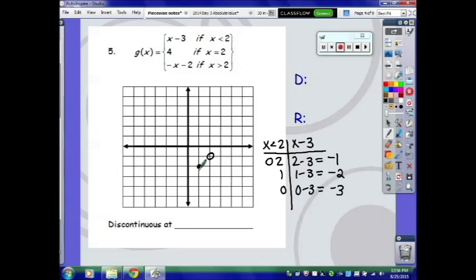The only thing that can be open is that very first point. Everything else is going to be closed. And then 0, negative 3. All right, we're less than, so we're going in this direction. You want to plot at least 3 points to make sure you haven't done any careless arithmetic.